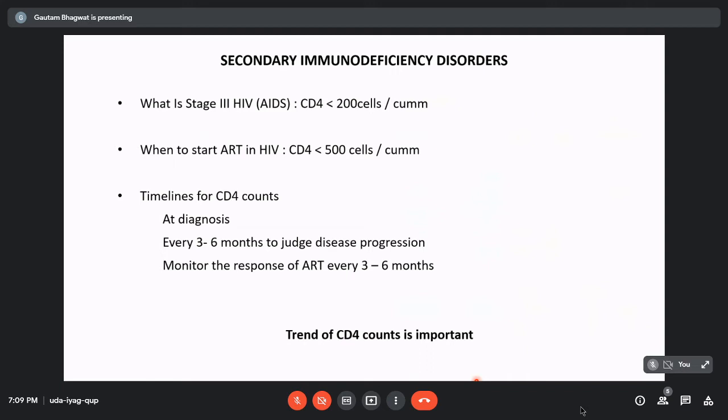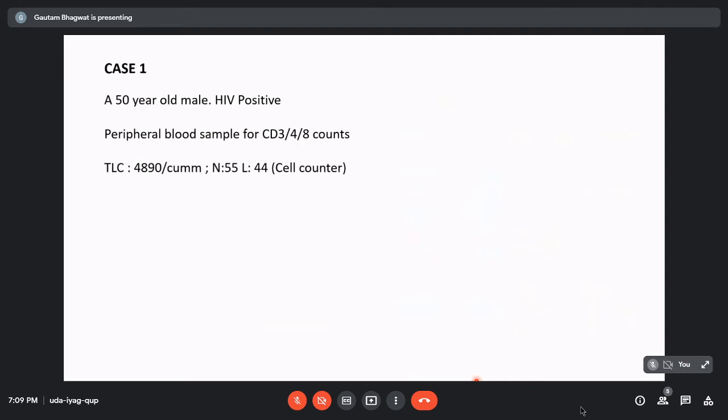Now here I would like to point out that a single CD4 count is usually of no use. The trend of a CD4 count is important, and therefore serial CD4 counts must be done in these patients. I'll just go through a case to explain how exactly we do this counting. A 50-year-old male was HIV positive. The peripheral blood sample was sent to us for CD3/4/8 counts. The total count was within normal range, and also the differential from the cell counter was normal.